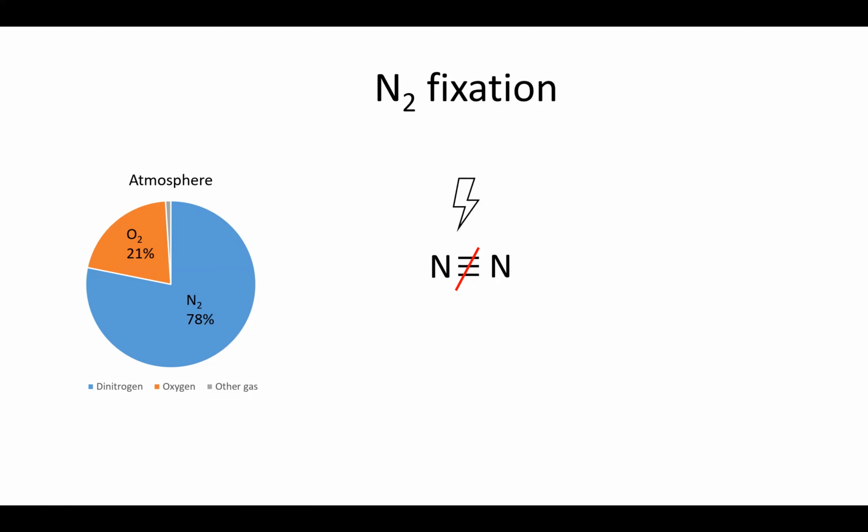Then, who has this power to do the nitrogen fixation? First of all, the lightning. It is very strong, so that it can break these very strong bonds.